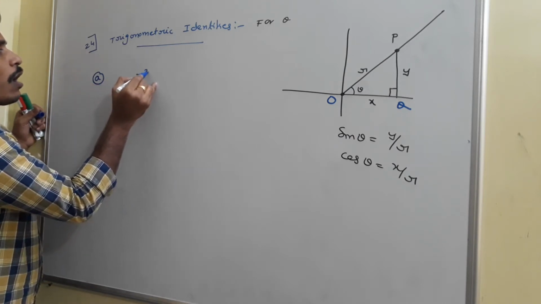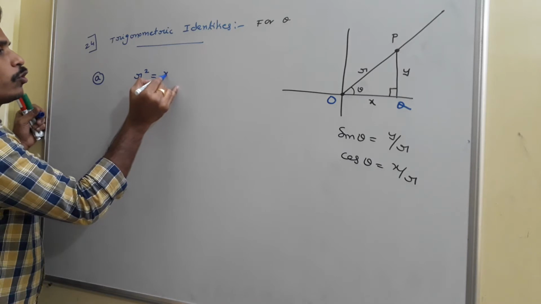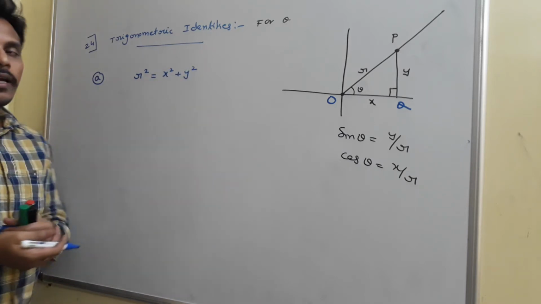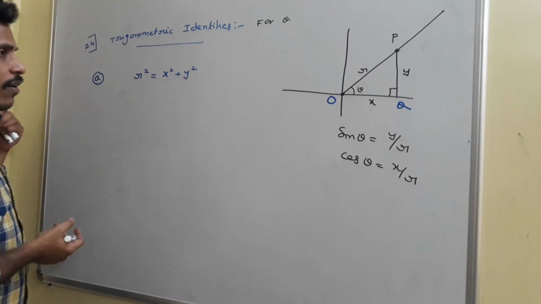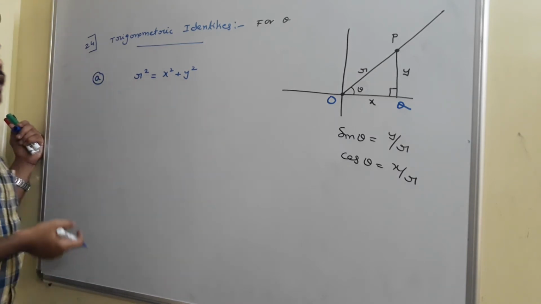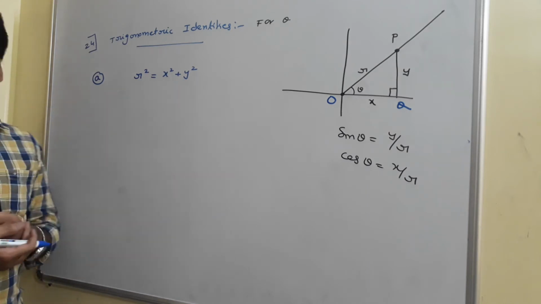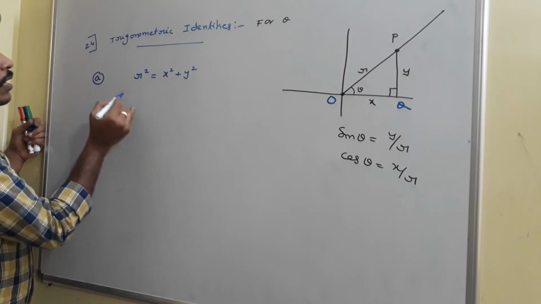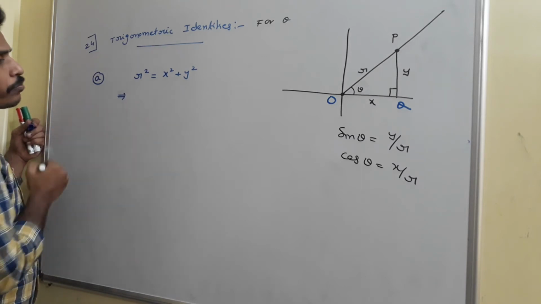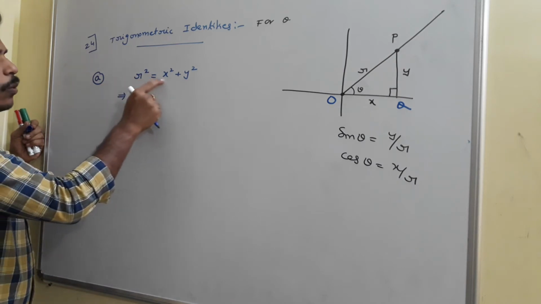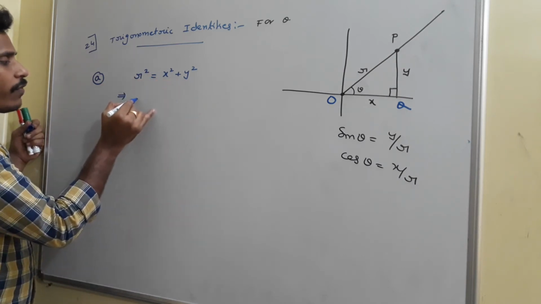Here what we have, r square is equal to x square plus y square. How does it happen? It happens by the support of the Pythagorean result. Hypotenuse square is equal to the sum of the squares of the other two sides, right? So this is the Pythagorean result. Now what I am going to do, just have a look at this. Now I just divide everything by this r square. I have an equation and I am going to divide everything by r square.